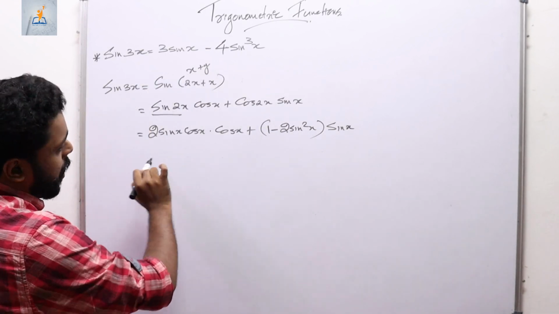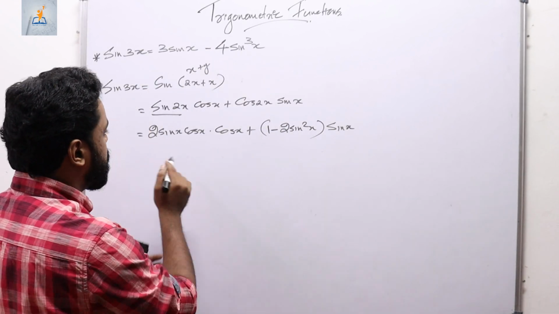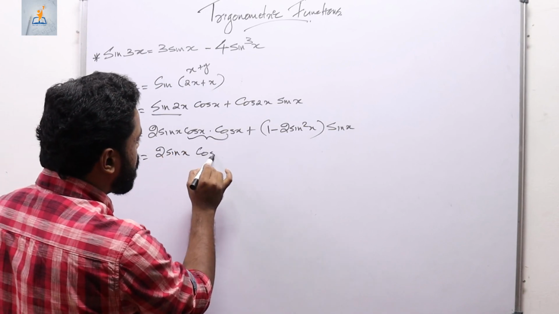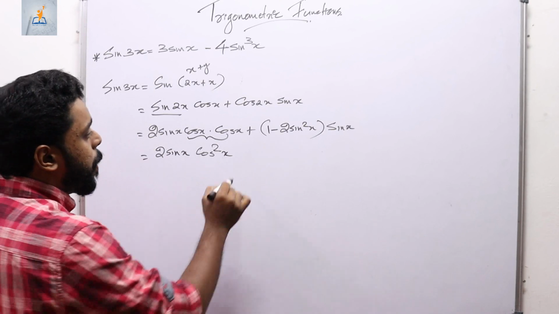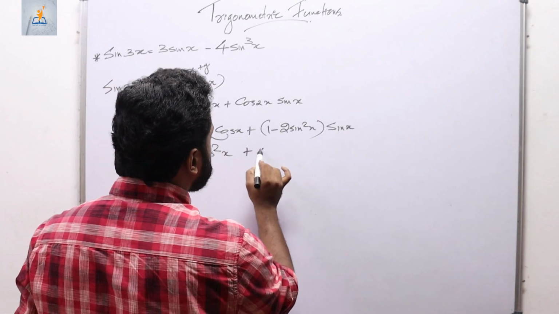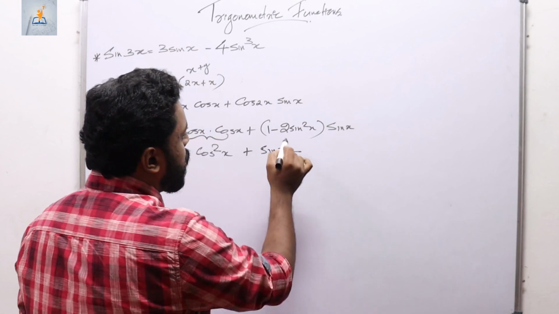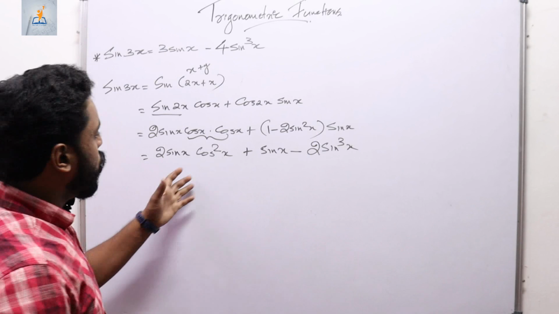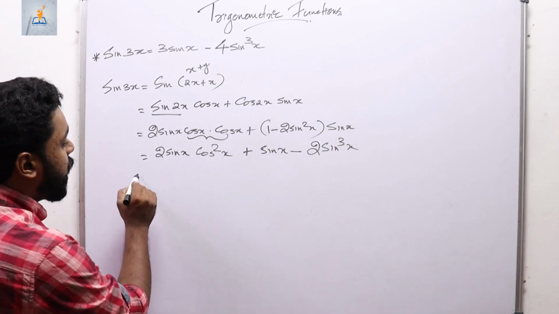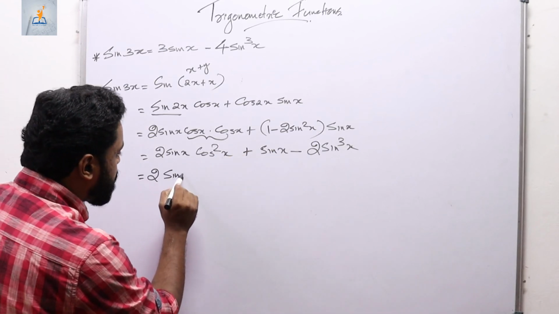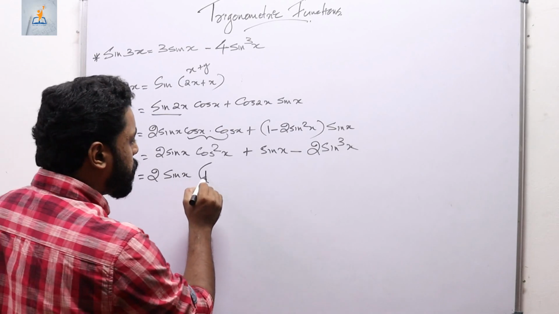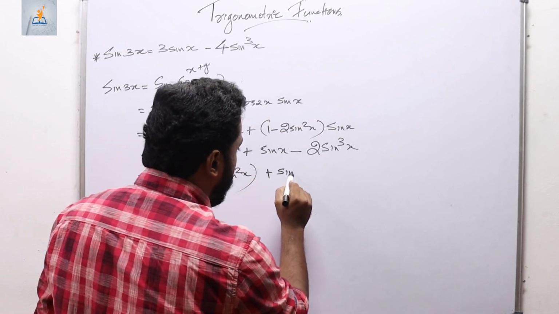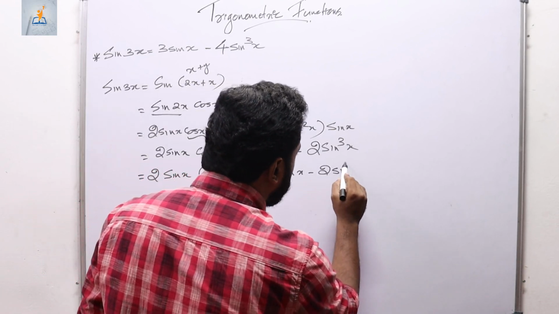Now we shall conclude this. 2 sin x into cos x into cos x is what? Cos square x, isn't it? Plus 1 minus 2 sin square x into sin x is equal to sin x minus 2 sin cube x. So we got these things. Now again we know that 2 sin x into cos square x, where cos square x is nothing but 1 minus sin square x, plus sin x minus 2 sin cube x.